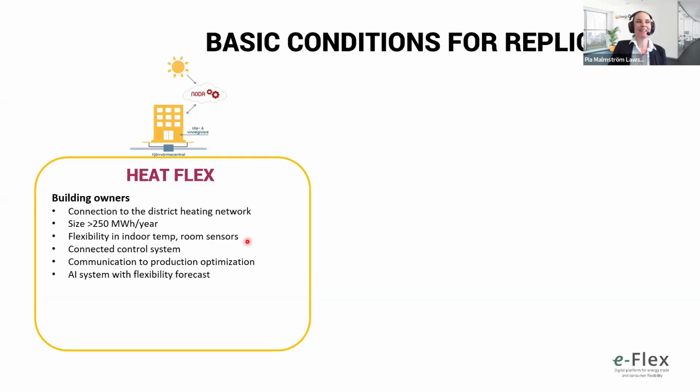Exactly. And there has to be some flexibility in the indoor temperature. It has to be connected to a control system, and it has to have communication to the production optimization. And it needs this type of AI system that Christian just explained, with this type of flexibility forecast, which is a very clever and elegant solution.